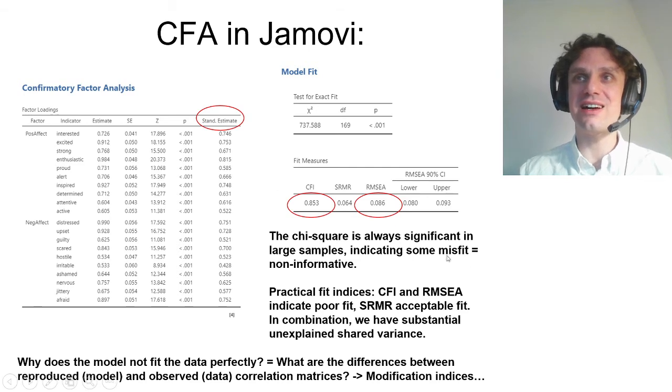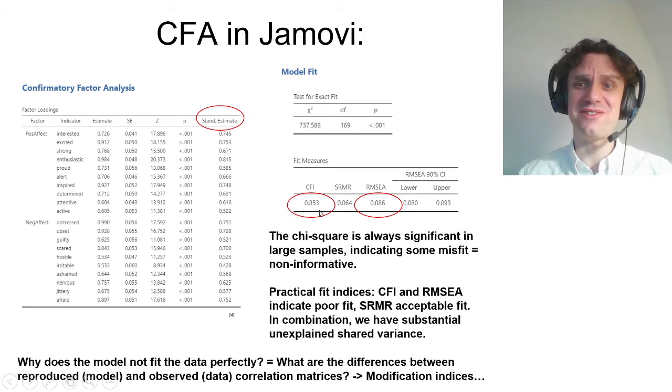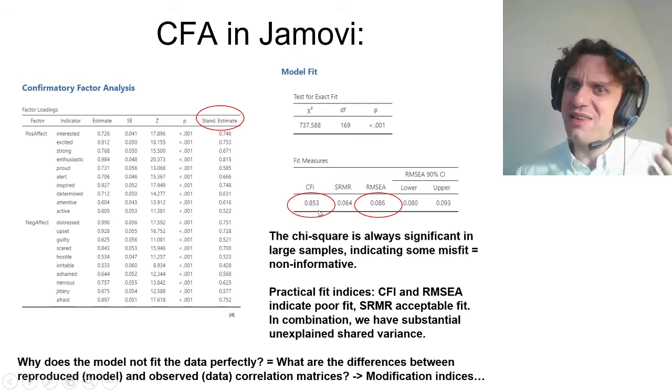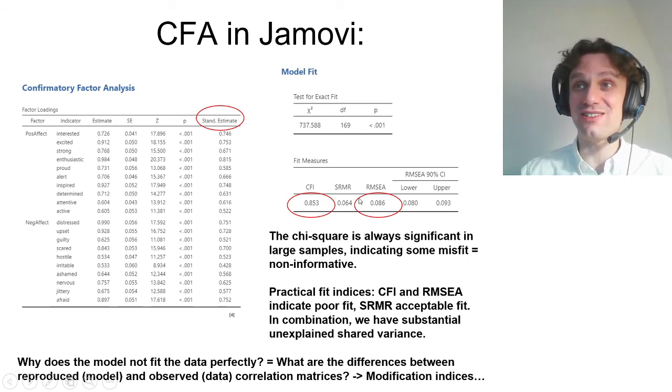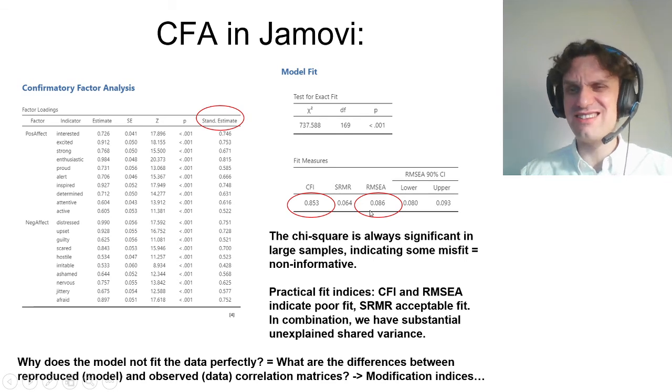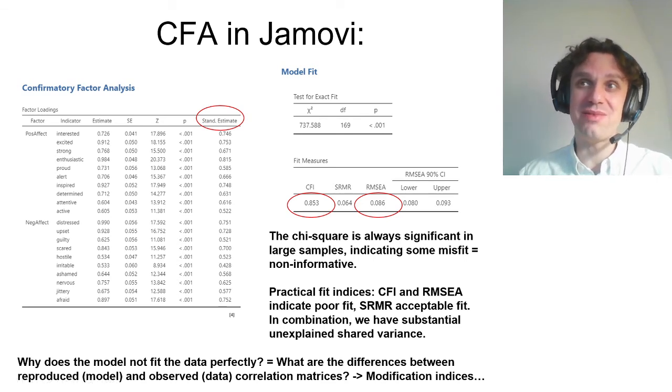That's why we look at our fit indices or practical fit indices. So here we have CFI, which is completely unacceptable. If it used to be close to 0.90, we could maybe argue that it's acceptable, but no, not this way. And RMSEA is also above 0.08, which is outside the range of acceptable, but it's fairly close, which means that it's not a very bad model, but maybe it's missing something.